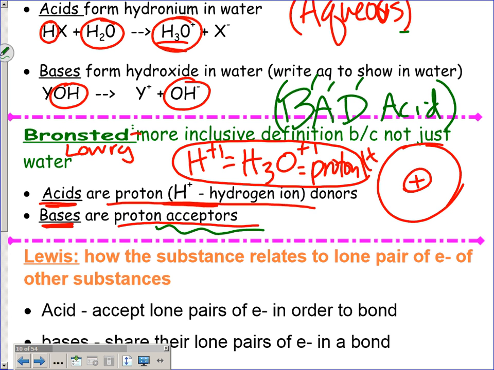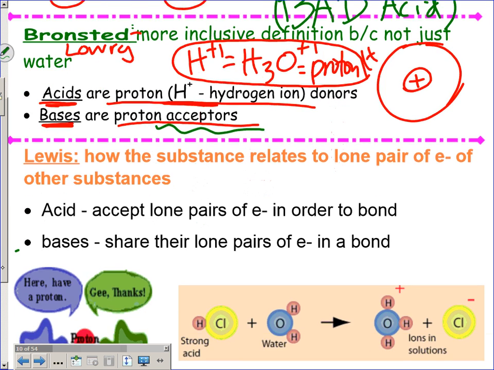And then lastly, Lewis. Where have we heard Lewis before? Lewis dot structures. What were the dots on the dot structures? They were valence electrons. Guess what, guys? Lewis is not describing how protons and H pluses are moving. It's describing how electron lone pairs are being donated or accepted.